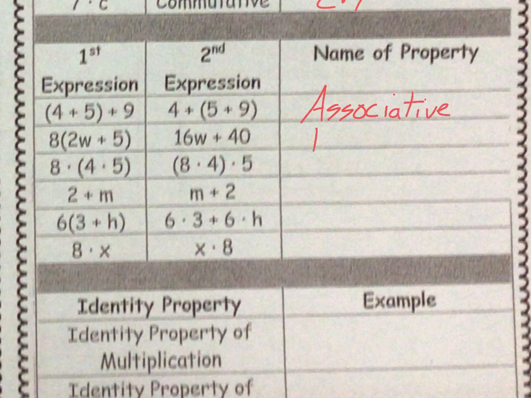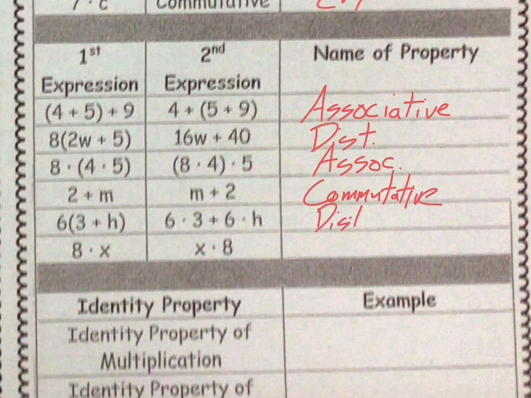On this other one, we can see that that's distributive because that number is being distributed into the other numbers in the parentheses. I'm going to abbreviate that. This one, the grouping changed. So if the grouping changed, the way that those numbers associate has changed. This one, it looks like the numbers just changed places, so that's commutative. On this next one, another distributive. And this one, it looks commutative because the numbers just changed.